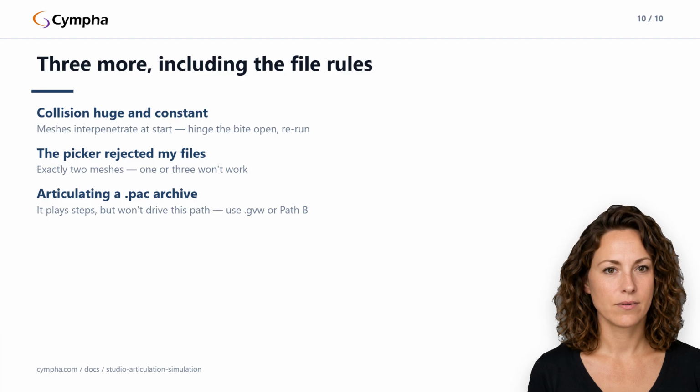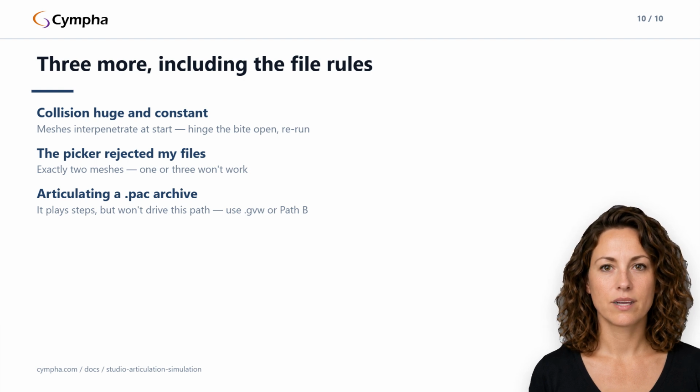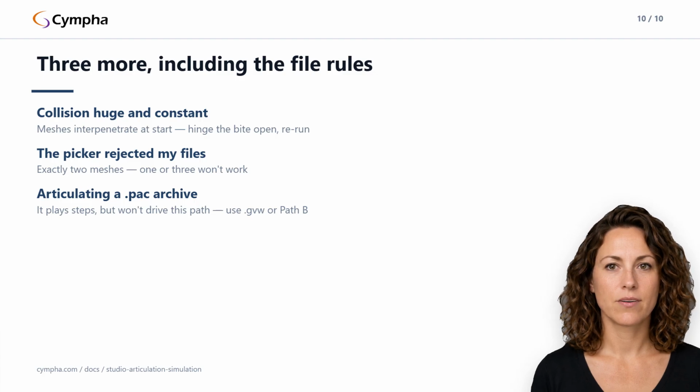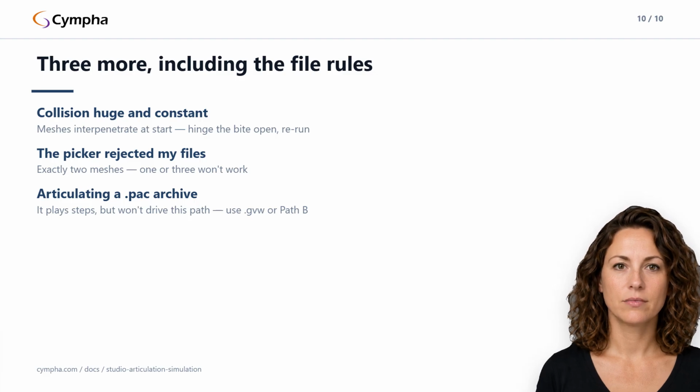And finally, a format boundary worth knowing before you plan your day around it. A step archive, the .pac format, can drive the case bar's step playback, but it does not drive the same articulation path that a Guide MIA review file does. If you need full articulation from a case that only exists as a step archive, you have 2 options: convert the underlying case to the review file format, or take path B and load the upper and lower meshes exported from that step archive as a standalone pair.